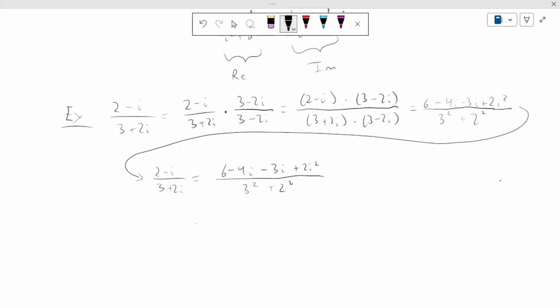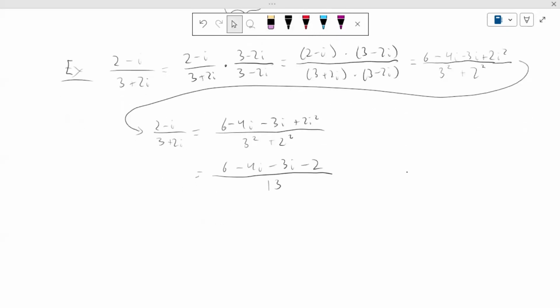And now I'm going to simplify it. Okay. So in the numerator, that's the same thing as 6 minus 4i minus 3i, and then plus 2i squared is the same thing as minus 2, because i squared is negative 1. Downstairs, we just have 9 plus 4, which is just 13. So in the numerator, I have 6 minus 2, which is 4. Minus 4i minus 3i is minus 7i. And this is all divided by 13.